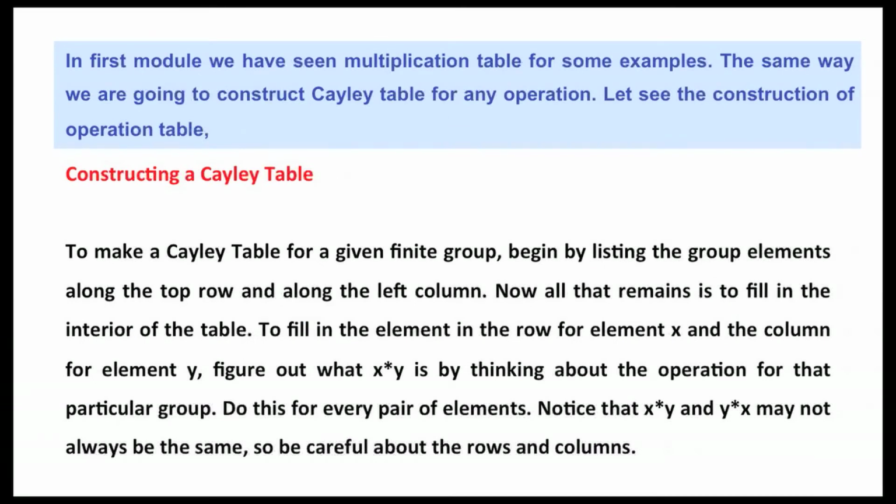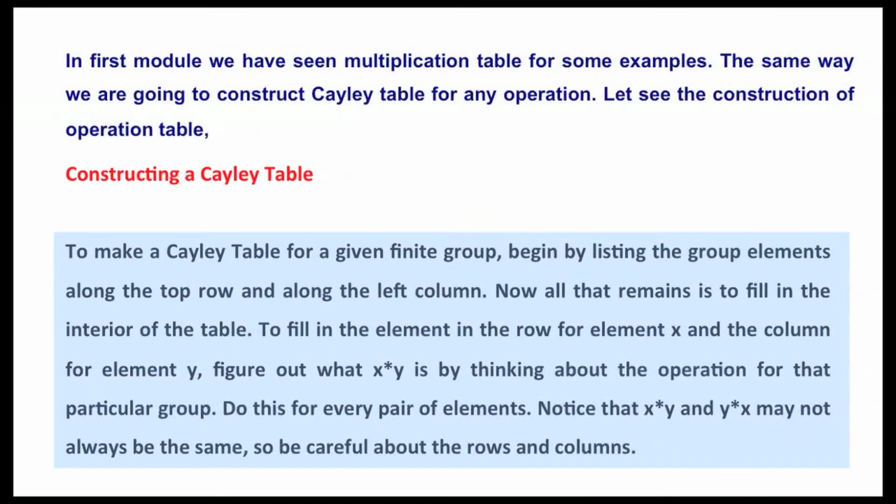In the first module, we have seen multiplication tables for some examples. In the same way, we are going to construct a Cayley table for any operation. Let us see the construction of an operation table. To make a Cayley table for a given finite group, begin by listing the group elements along the top row and along the left column. Now all that remains is to fill the interior of the table.